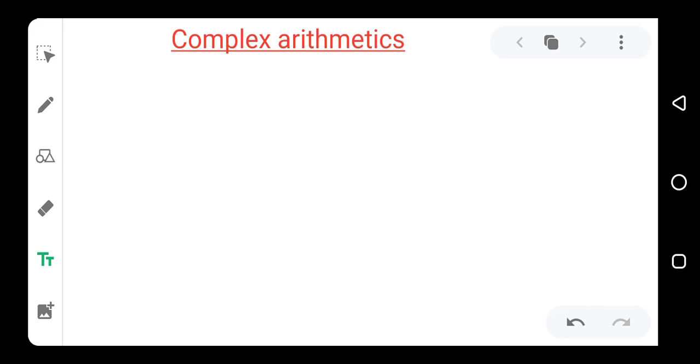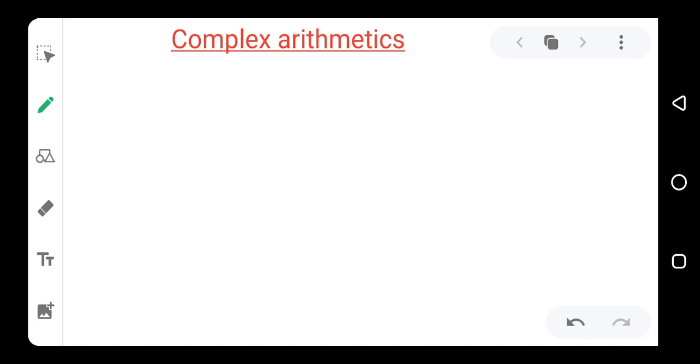In this lesson, we want to learn what we call complex arithmetics. Complex arithmetics involves combining different arithmetic methods, like when we have addition, multiplication, and others in the same question or in the same algebraic expression. We say that it is a complex arithmetics.